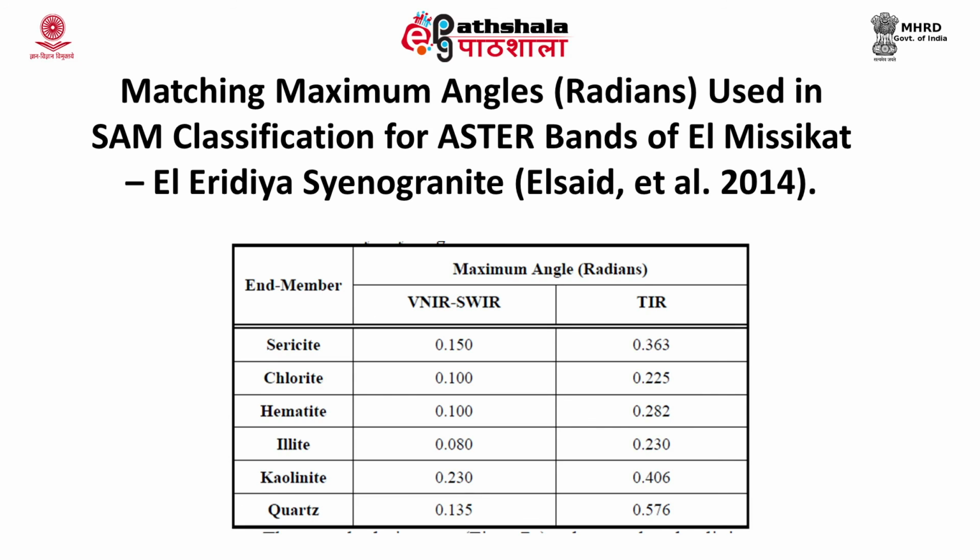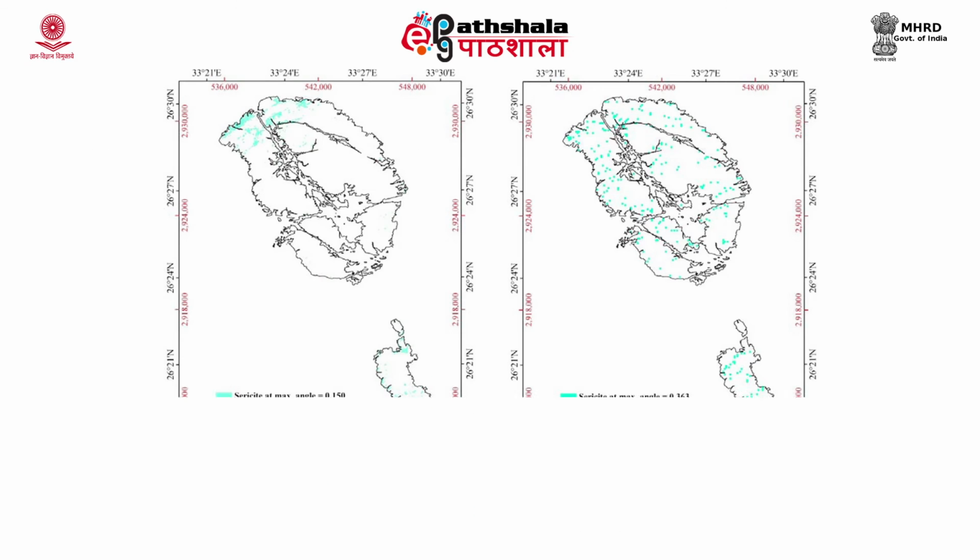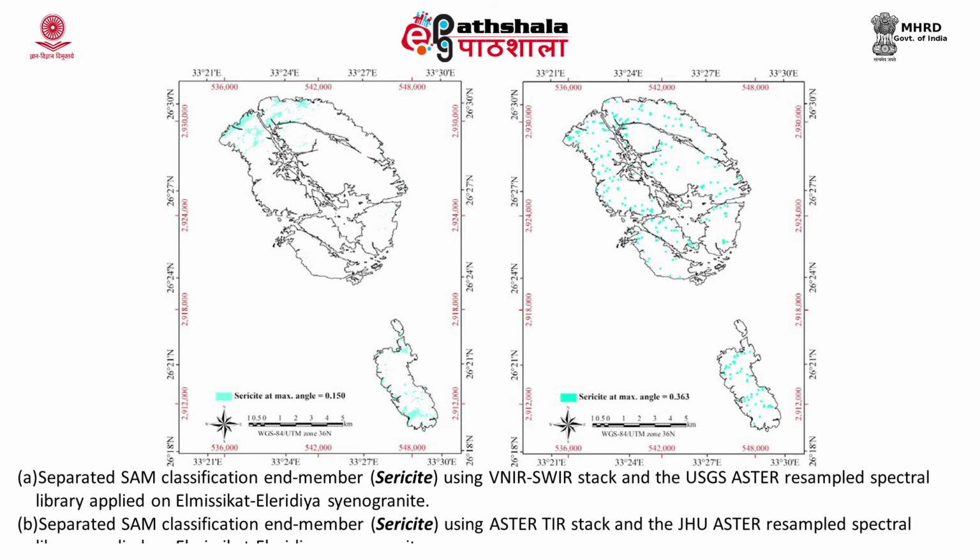If you look at the image generated using this SAM, the SAM angle is 0.150 for the sericite and the color is cyan. For both images, for the TIR and for the visible near infrared region, we can clearly demarcate this sericite. Similarly for illite, we have calculated separately, done the SAM classification, the end member is illite, and based on that we have prepared this image.